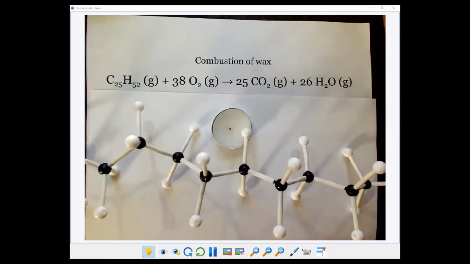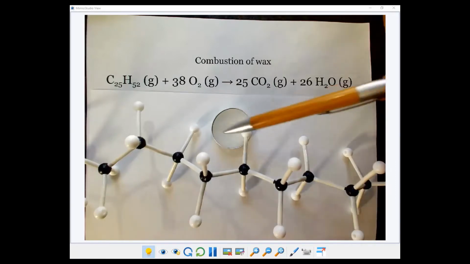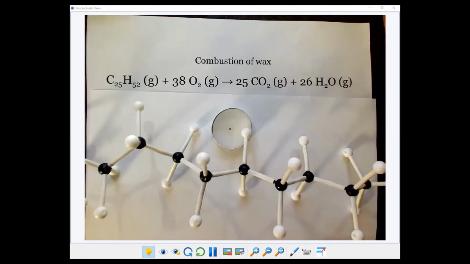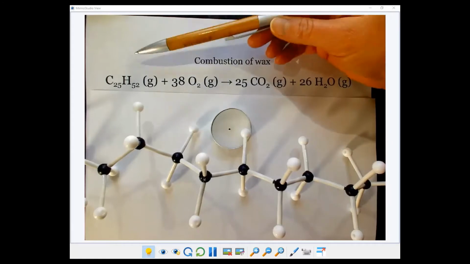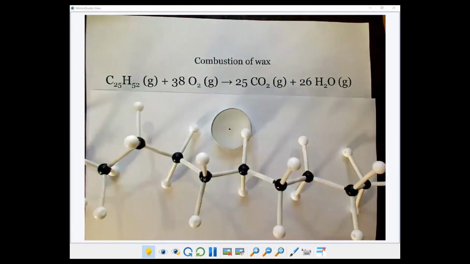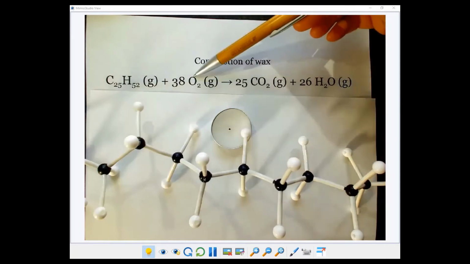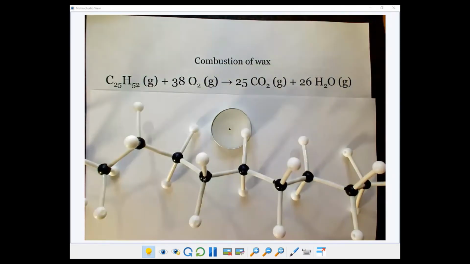So it's just a big mixture of things that are solid at room temperature. So wax is just these bigger molecules all jumbled together. Let's take one example wax molecule and see what happens when we burn it with oxygen. Let me show you what that looks like.